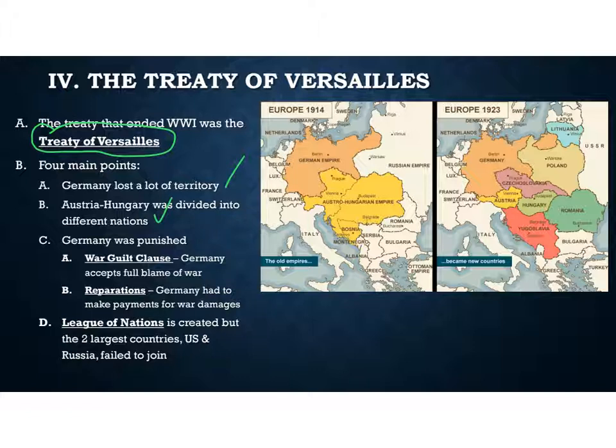Poland's actually created too. I don't have that listed on here, but you can see a country separating Germany and Russia so they quit fighting each other all the time. It's actually created.